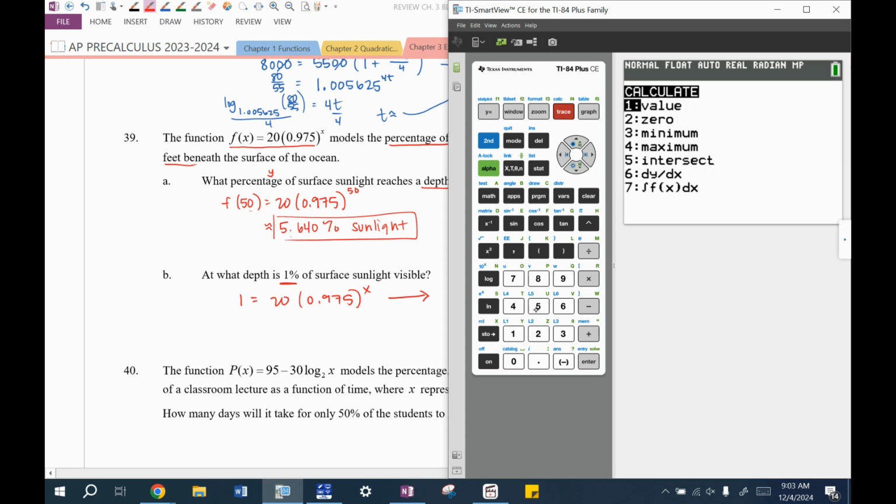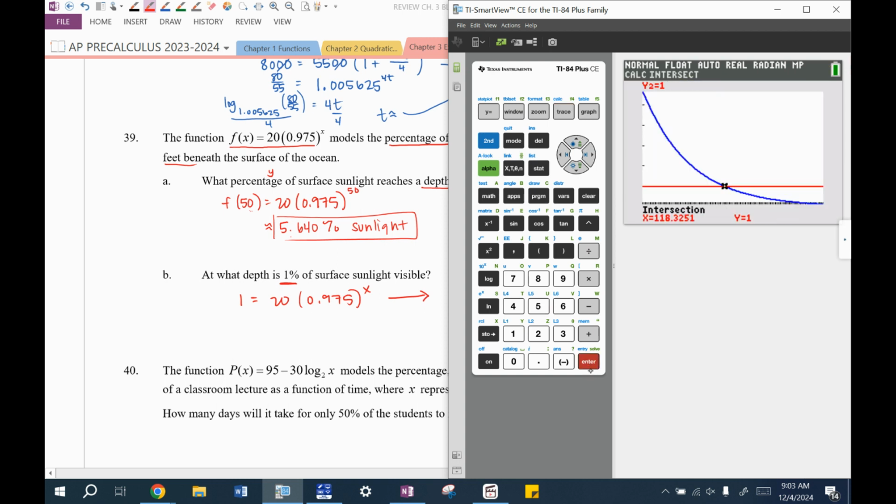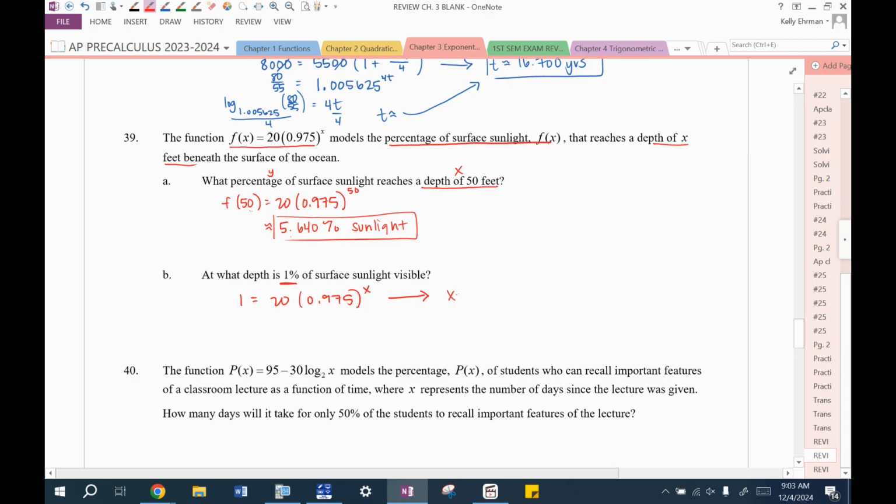I can find the intersection point. So 118.325. X is measured in feet. That's how far down you'd have to go for only 1% of the surface sunlight to be visible.